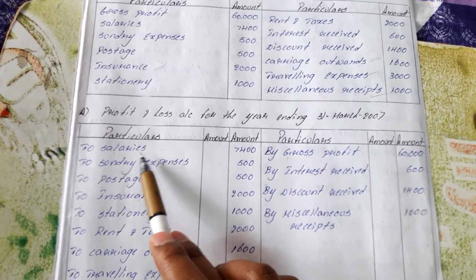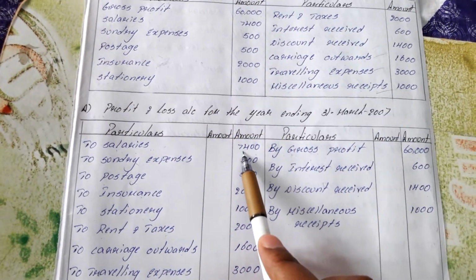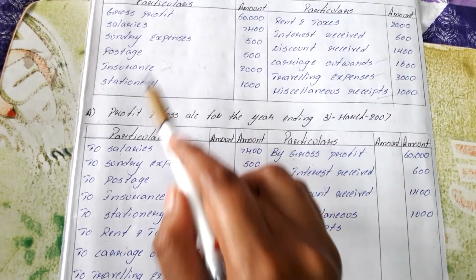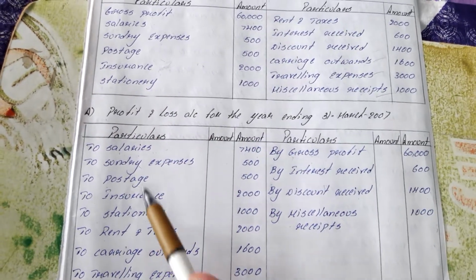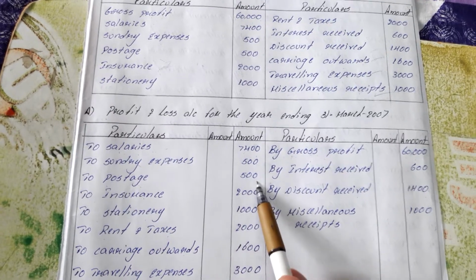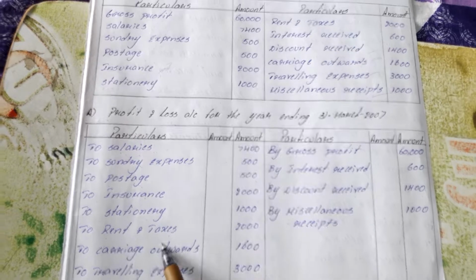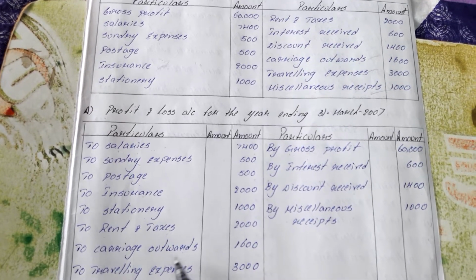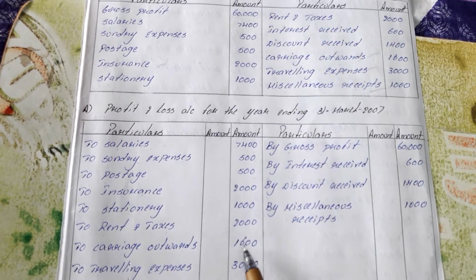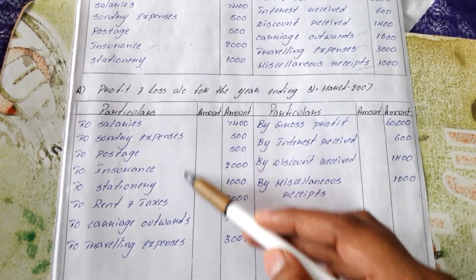Next we will go with the salaries. Salaries we have, that is 7,400, I have posted. Next is sundry expenses. Order-wise you write all the expenses that we have. Sundry expenses 500 we have written. Postage we have incurred 500. Insurance 2,000. Stationery 1,000. Rent and rates 2,000. Carriage outward 1,600. Next traveling expenses 3,000. So these are all the expenditures that we have incurred.